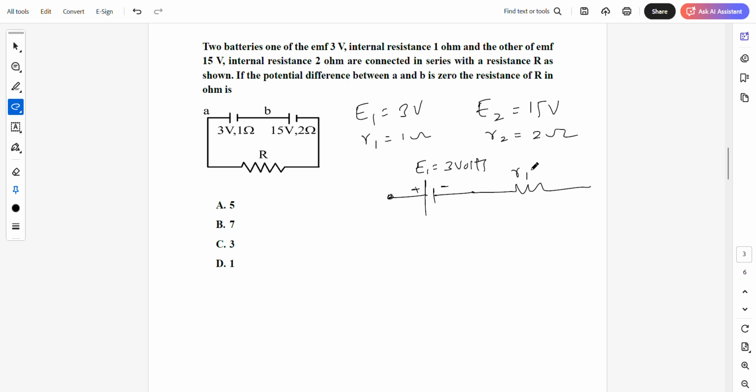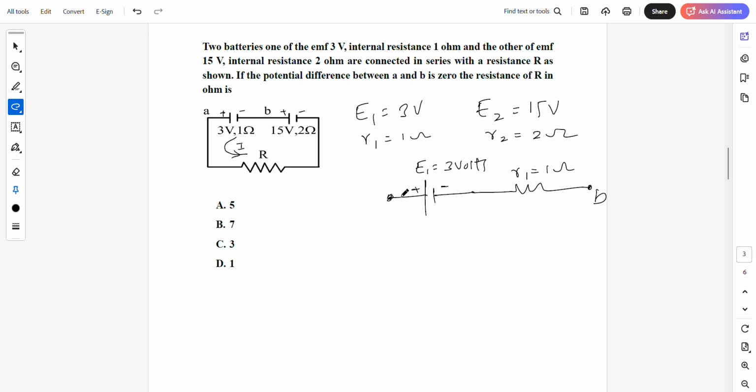Let us say R1 is connected. This is B. So this is plus, this is minus, this is plus, this is minus. Same polarity. Current will flow how? Current will flow in the same direction. This current will be flowing here, right? Current will be flowing like this.